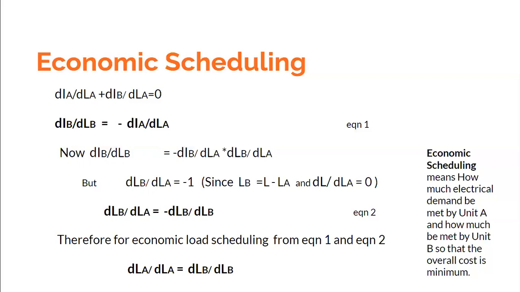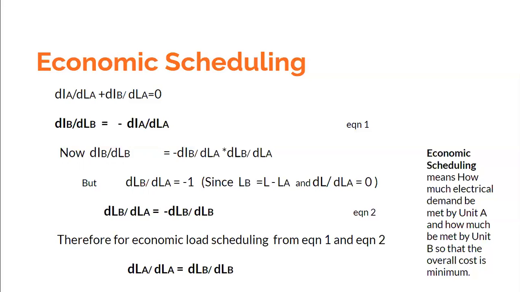Okay, this is just rewriting of the expression. And you know that dLB by dLA is equal to -1. That is because the total overall load on the power system, let us say L, is equal to LA plus LB. Because that total load would not change with respect to LA, dL by dLA has to be 0. So using all this mathematics, dLB by dLA comes to be equal to minus dLB by dLB.